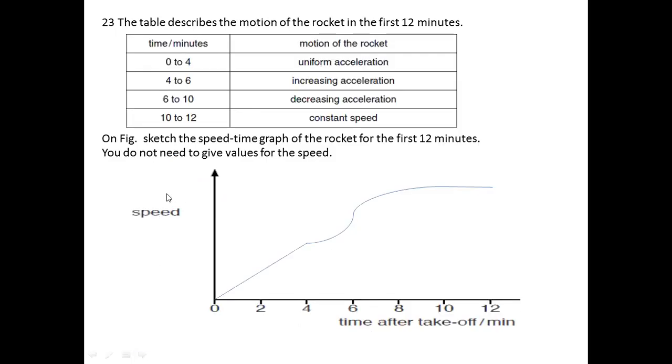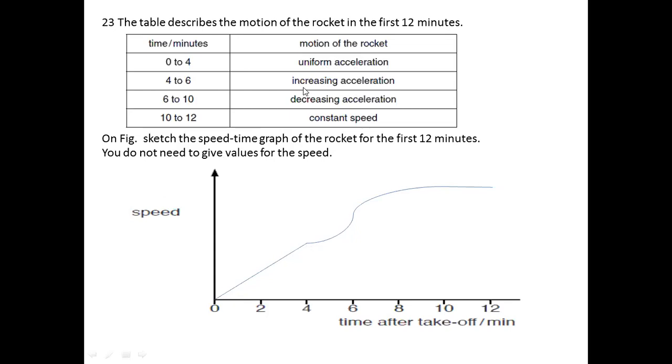Next question. The table describes the motion of the rocket in the first 12 seconds. This is a speed time graph. We have to plot the given situation. From 0 to 4 seconds, it is uniform acceleration. What is the shape of the speed time graph for uniform acceleration? It is a straight line till 4 seconds.